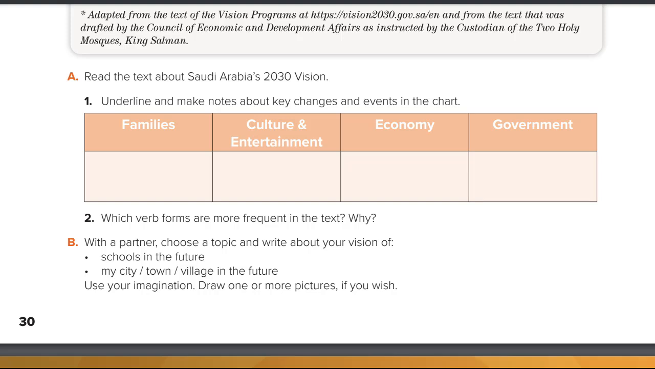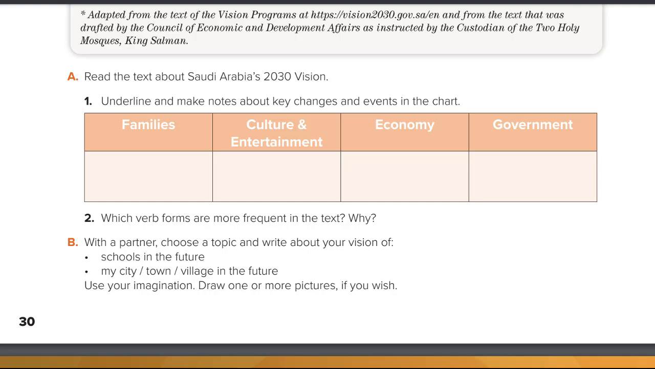A. Read the text about Saudi Arabia's 2030 vision, رؤية 2030. Underline and make notes about key changes and events in the chart. التغييرات التي ستحدث على التالي: Families, العوائل. Culture and entertainment, الثقافة والترفيه. Economy, الاقتصاد. Government, الحكومة. Which verb forms are more frequent in the text? أي الأفعال شائعة? Future tense.